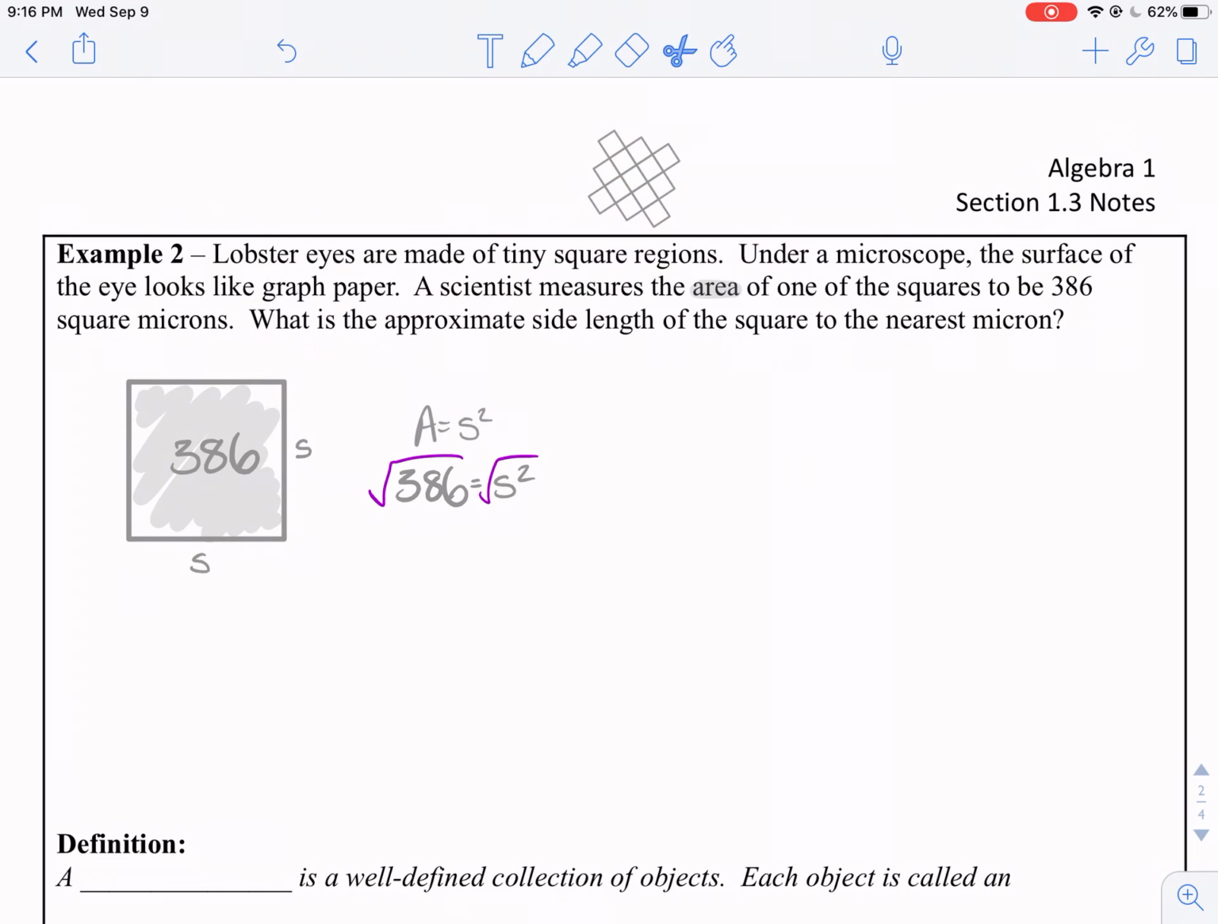So what does that give us? That gives us, well, s is the square root of 386, of course. Now I know what you're thinking. You're thinking, man, Miss Van Dyke, that's not helpful. And I agree, because I look at this and I go, well, I don't know. But I'm going to give you a little frame of reference here.